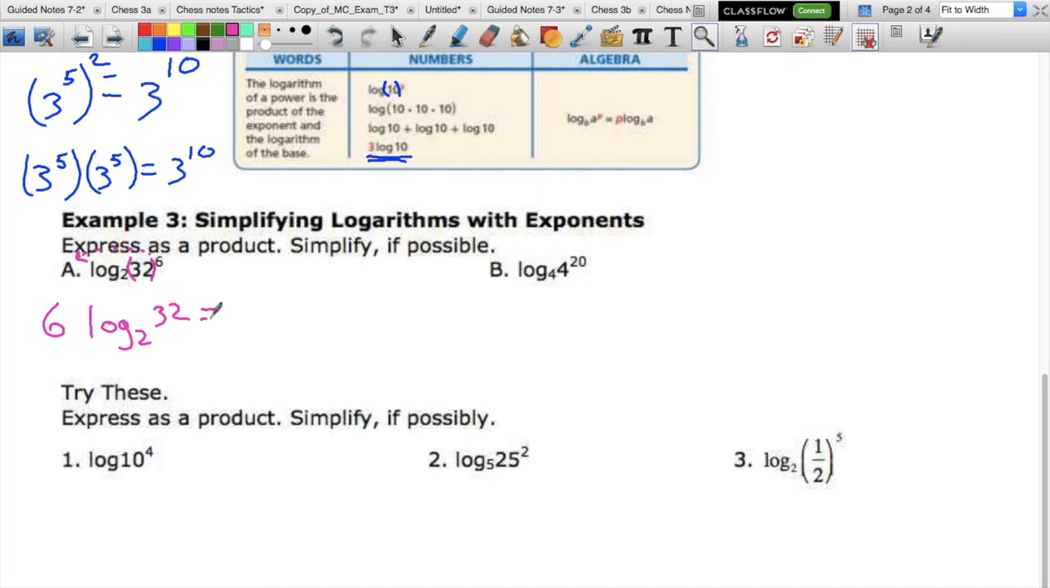Now, let me ask you this. What is log base 2 of 32? Think about that for a minute. 5. That's right, and 2 to the 5th power is 32. I think I asked you yesterday, 2 to what power is 32, and someone said 5. So this whole entire thing equals 5. And so what is 6 times 5? 30.